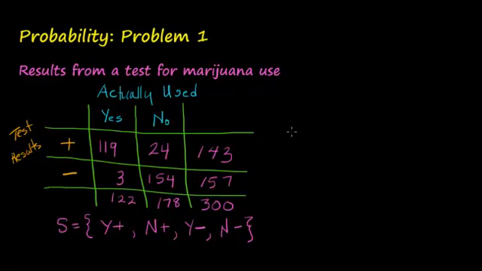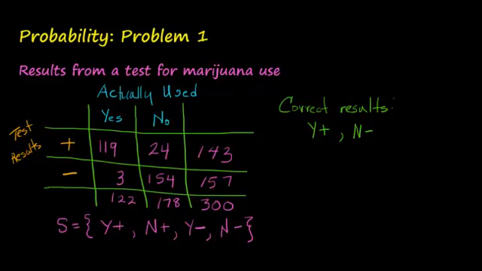Okay, so now I might ask, of these 4 outcomes, which of these outcomes represents the correct results for this test? Well, it's correct if a person uses and they test positive. So a yes positive would be correct. Or another correct result would be that they did not use and they tested negative. So a no negative would be correct.